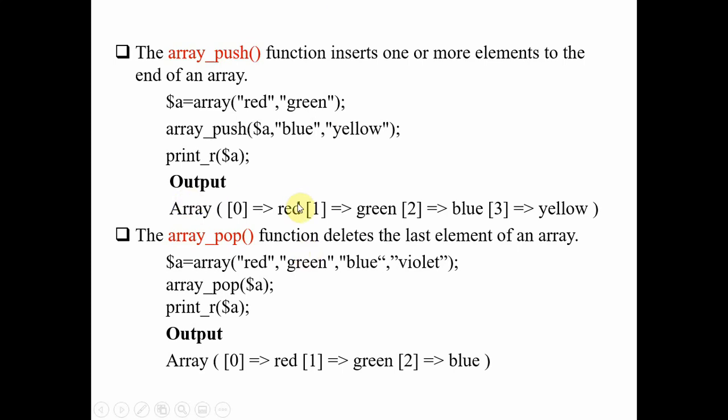So here we have the example. For the first case, array push, originally the array consists of red and green elements. Now I am going to push blue and yellow. Finally I am going to print this array A. Now A consists of 1, 2, 3, 4 elements. And then array pop. Initially these are 4 different elements: red, green, blue, and violet. Then I am going to pop this particular array, and print the remaining array. You can see that I have only 3 elements. So what happens to the last element, violet? It has been deleted. So that is the concept of array push and pop.